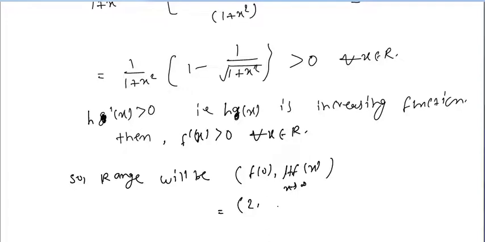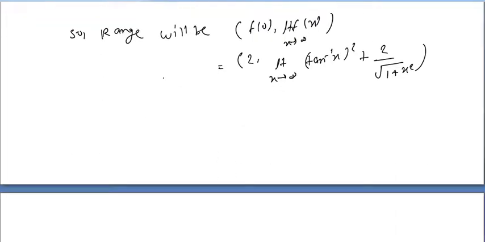Just put the limit, that is limit x tends to infinity of (tan inverse x)² + 2 divided by the square root of 1 plus x². So what we are getting here is 2, and this part goes to 0 when x tends to infinity, and this part goes to pi by 2. So pi by 2 the whole square, that is pi square by 4. So the range of this function is pi square by 4.